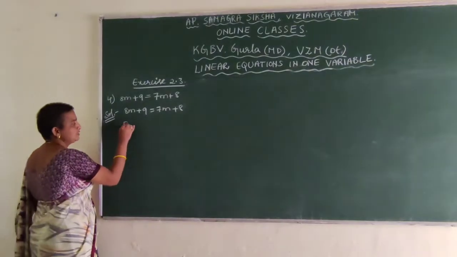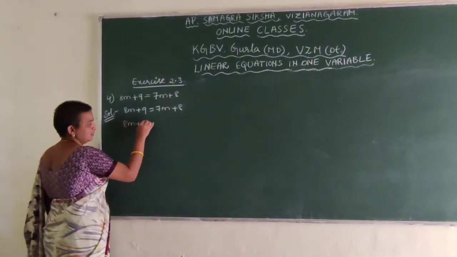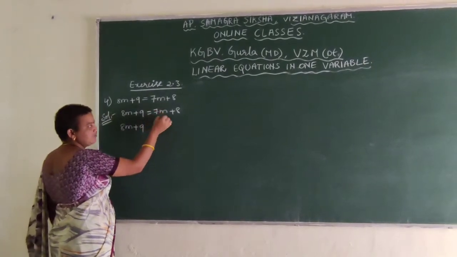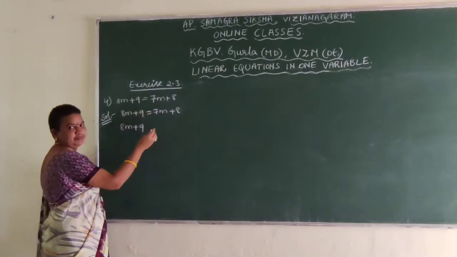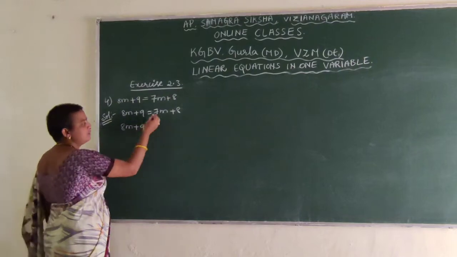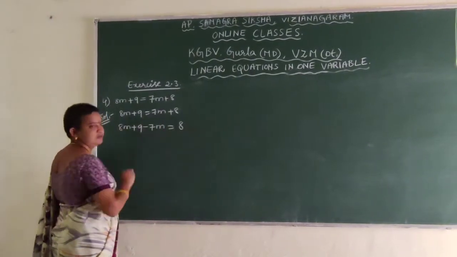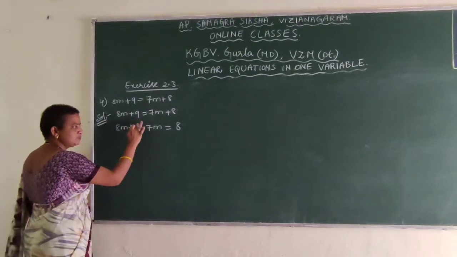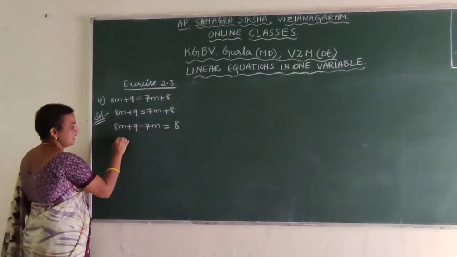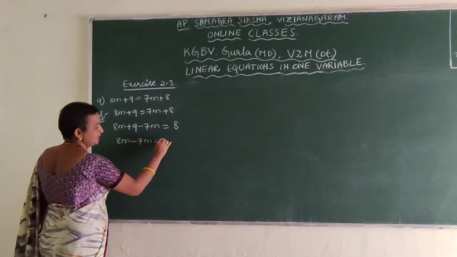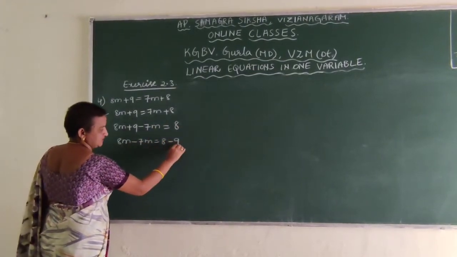Okay, so 8m plus 9. First we have to transpose 7m to LHS. 7m means plus 7m. If we transpose it, it becomes minus 7m is equals to 8. Okay, now you have to transpose plus 9 to RHS. 8m minus 7m is equals to 8. Plus 9 becomes minus 9.